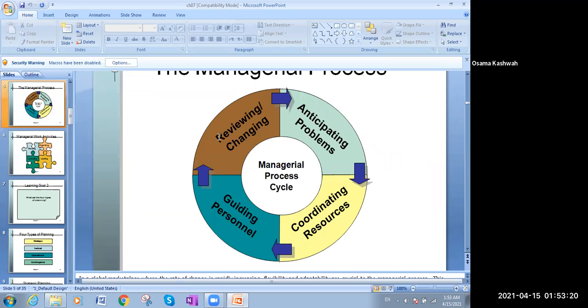Management is also reviewing the work, anticipating the problems and putting scenarios for answers to these problems, coordinating the resources, and getting the allocation of the resources, and getting the best use with a minimum of waste. Also, guiding personnel is another job for management.